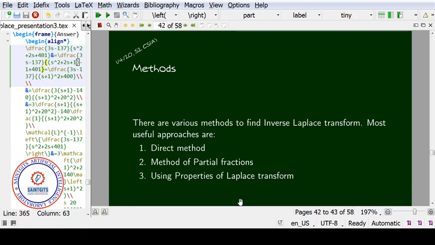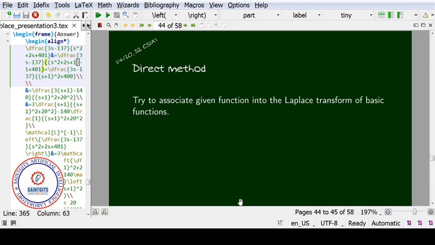Then using properties of Laplace transform, like Laplace transform of multiplication by t is derivative, so inverse Laplace transform of derivative is multiplication by t, like that. Then method of convolution. These four popular methods will be discussed in our coming sessions. Our aim is to find inverse Laplace transform functions. First of all, we will discuss the direct method.